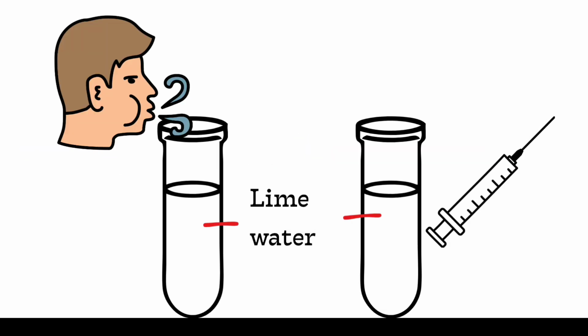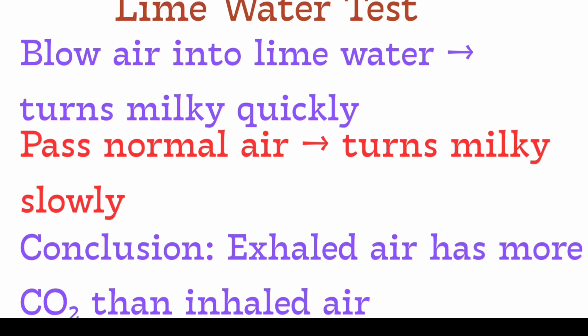And now let us do a quick thought experiment. Imagine you take some freshly prepared lime water in a test tube and blow air into it. Very soon, what happens to the lime water? The lime water turns milky. Now take another test tube with fresh lime water, but this time pass normal air through it using a syringe, and you will notice it takes much longer for the lime water to turn milky. What does this mean? It shows that the air we breathe out contains more carbon dioxide than the air we breathe in.